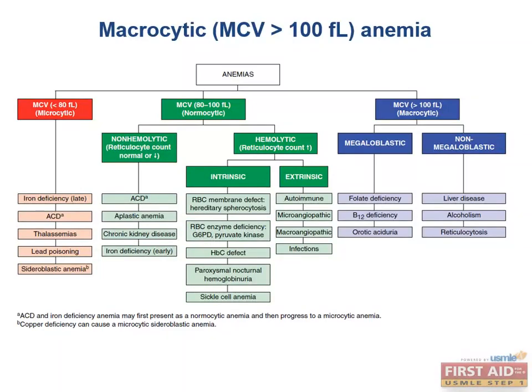Now that we've talked about the different types of microcytic anemias, let's turn our attention to the macrocytic anemias, which can be divided into megaloblastic or non-megaloblastic macrocytic anemias. In megaloblastic macrocytic anemias, the main problem is with DNA synthesis. Megaloblasts refer to the presence of many large, immature, and dysfunctional red blood cells called megaloblasts in the bone marrow.